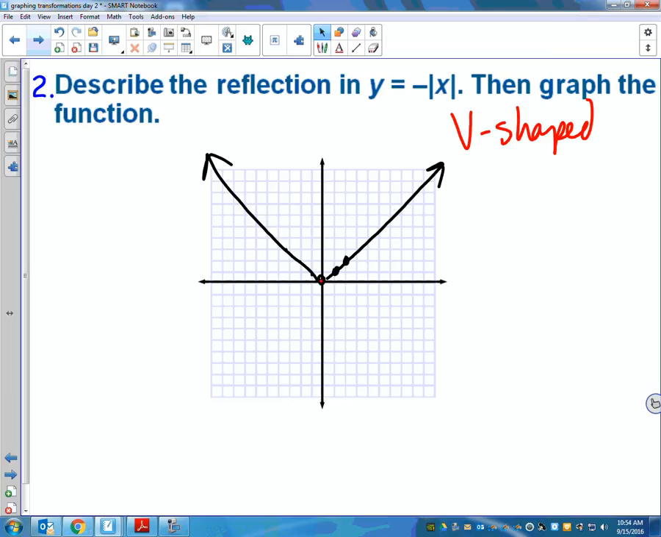The negative just means it flips down, which means, again, if you know the transformation, you don't have to do any work. You can just say, hey, I know it's still going to start at 0, 0, but now it's going to point down instead of point up. And I just graph it. You can always make an XY chart. Pick 0, pick 1, pick -1. It works.